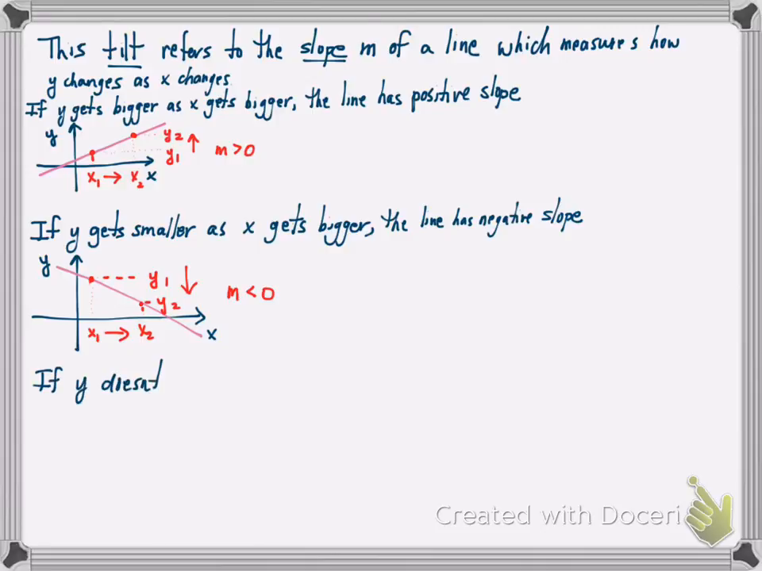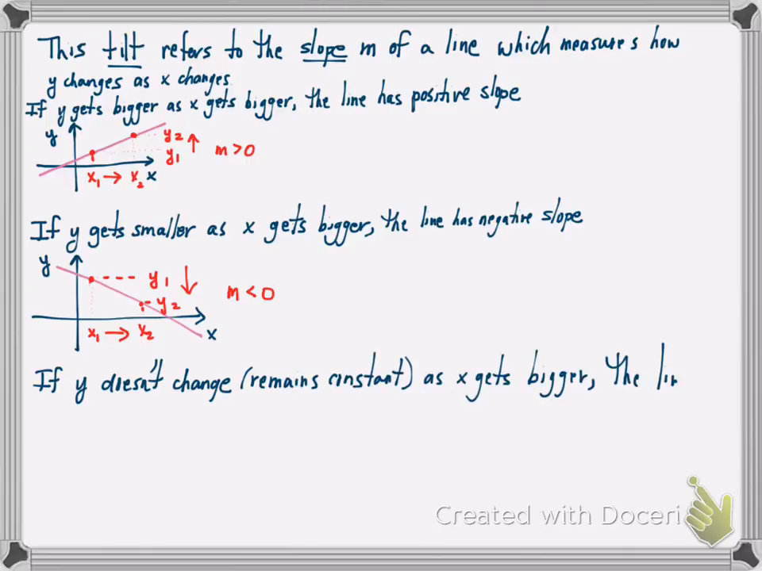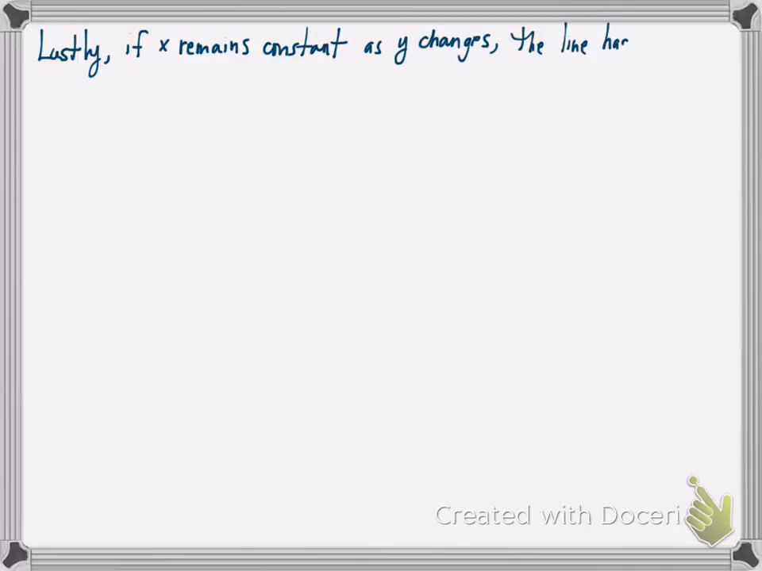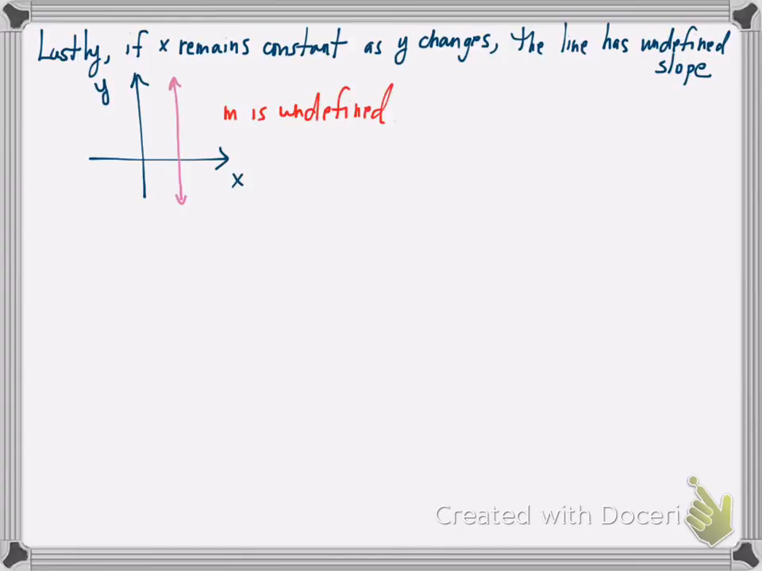Now if y doesn't change at all, that is, remains constant as x gets bigger, then the line has zero slope. Lastly, if x remains constant or unchanged as y changes, then the line has undefined slope. That's our vertical lines. Remember, the lines are of the form x equals c. So in those cases, our slope is undefined.